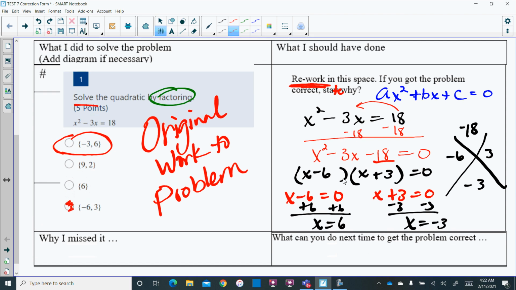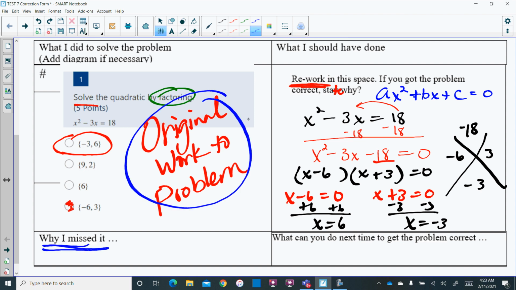Okay, so you fill in number 1, your original work, your original attempt. Then you fill in the second box, the rework. Then you need to tell me why you missed it based on what you originally did. Based on now that we have done the reworking, why did you miss it? Was it because you didn't make each factor equal to 0? Was it because you didn't make the whole equation equal to 0? But just tell me why you missed.